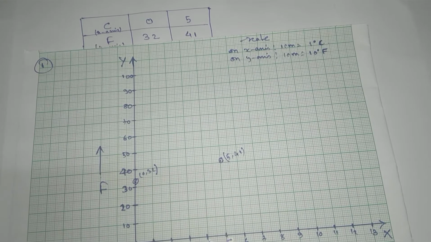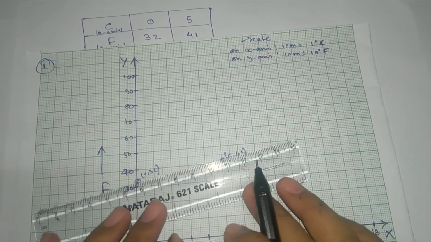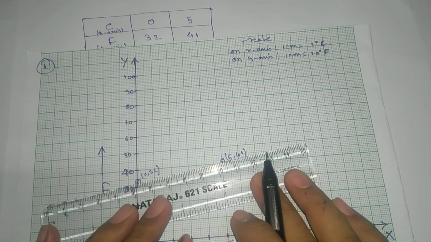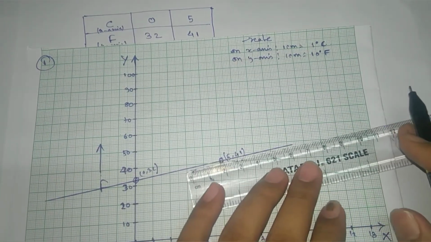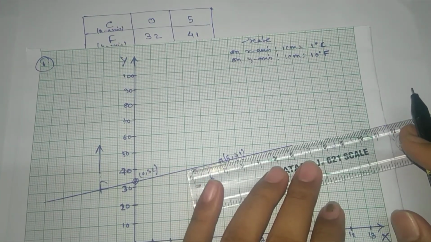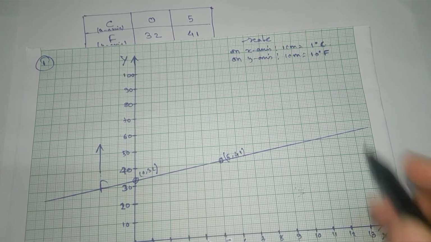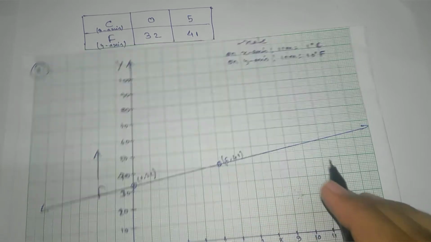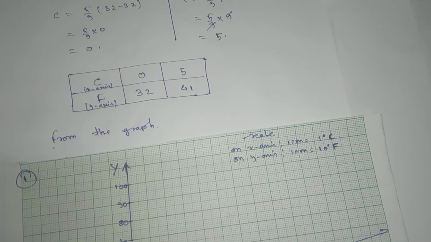So we know that with two points we can draw a straight line. So take the points and join them and make a straight line. It takes quite a bit of length here, so extend it as much as you can. Okay, this is your line. You can write this line as C equals 5 by 9 F minus 32. That way also you can represent it.